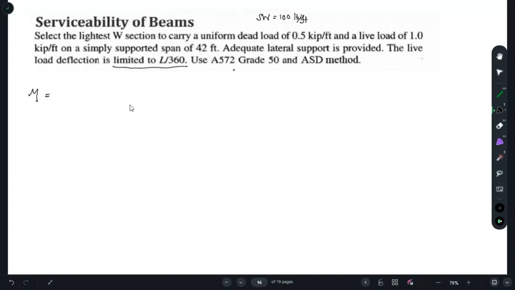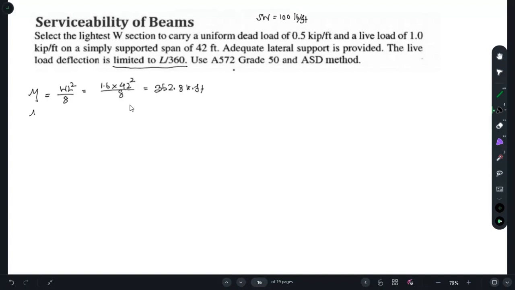So for that, we'll find the moment, that is W L square over 8. So here the W would be 0.5 added to 1 and added to 0.1. So that is actually 1.6, and you have a span of 42. So that is 1.6 times 42 squared over 8. So the moment that is coming on this structure is 352.8 kip feet.